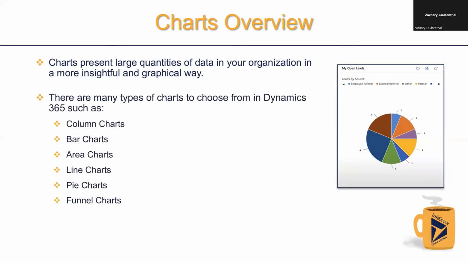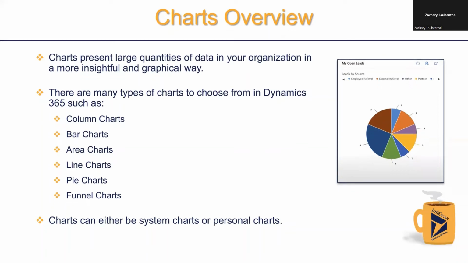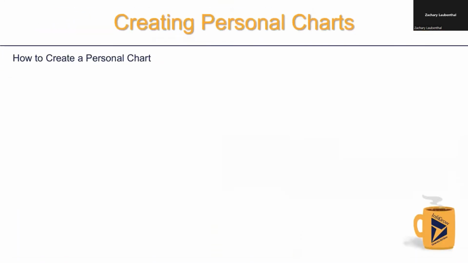There are many different types of charts to choose from in Dynamics, such as columns, bar, area, line, pie charts, and funnel charts. There's also donuts, but I didn't put that on here because that's not a very common one that's used, but it is used in there. Like views, there are system charts and personal charts. So let's create a personal chart. How do we create a personal chart?